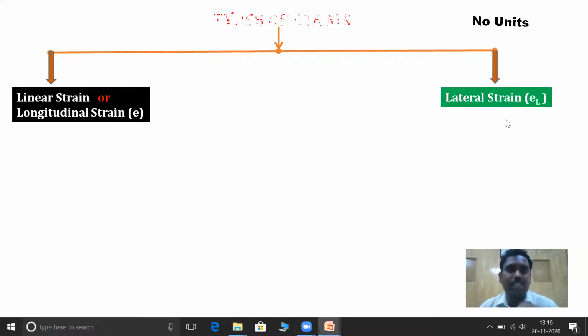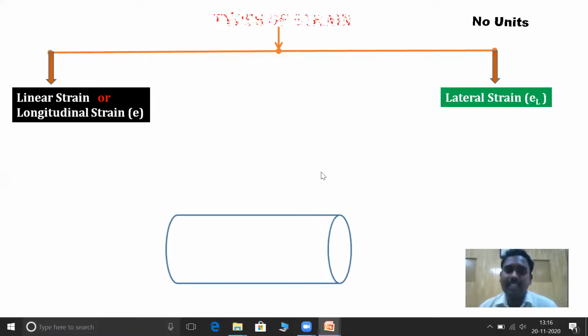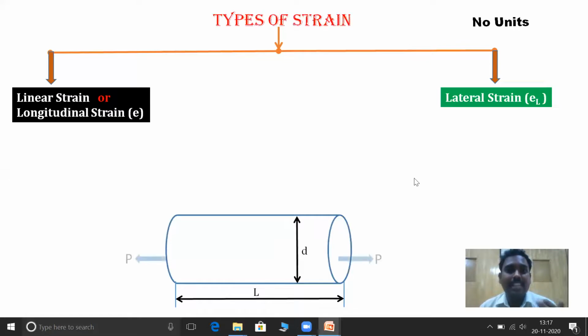So students, now let us understand what actually the longitudinal strain and lateral strain is. To understand this, once again, I'll take the same example we have learned in the previous slide, that is a cylindrical rod. So I'll take a cylindrical rod of length L. This is the original length, and also the diameter is D. So this is the original diameter. Now I will apply a tensile load of magnitude P. Here you can apply a compressive load also, but I will take the tensile load as an example.